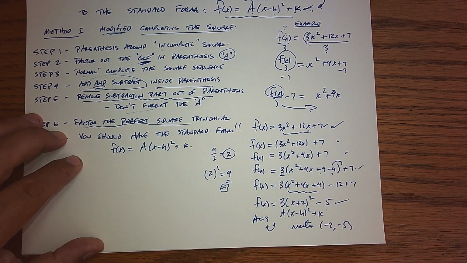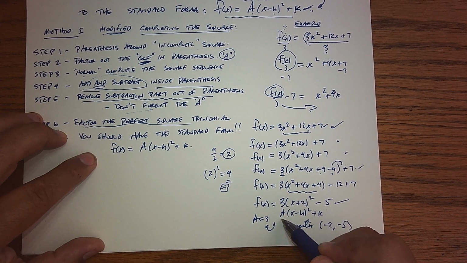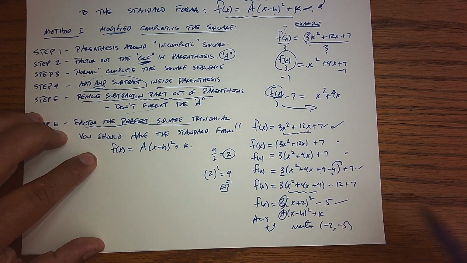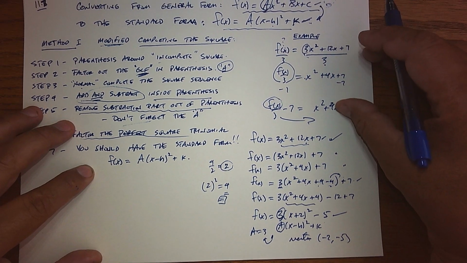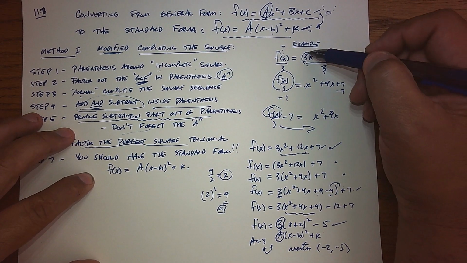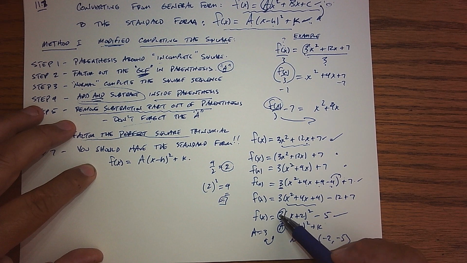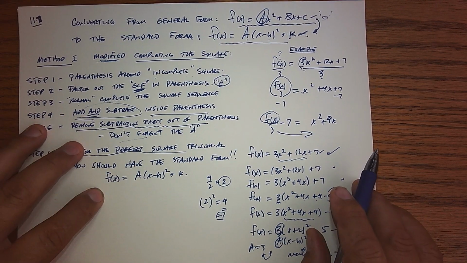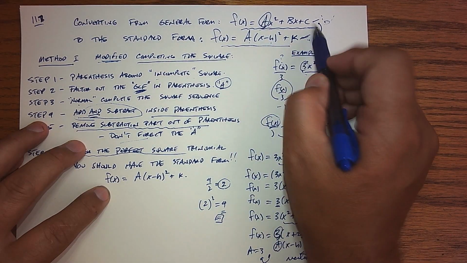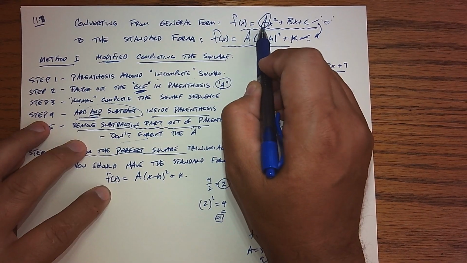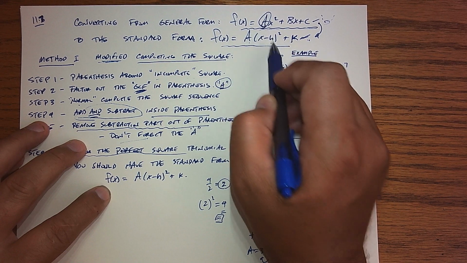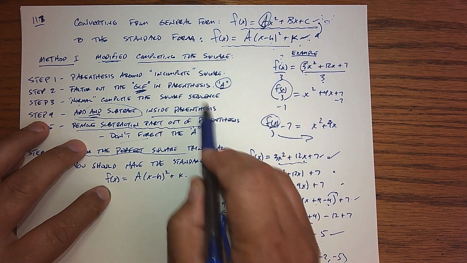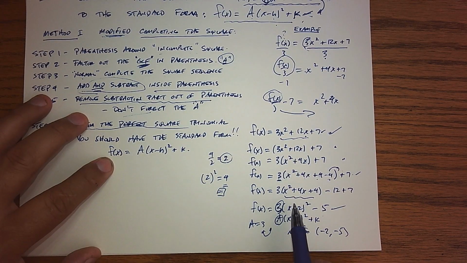One last thing that I want to mention is notice that the a that turns out to be in front of these parentheses happens to be the leading coefficient from the very beginning. The lead coefficient was 3, and that a turned into 3. So we could actually tell a lot just by looking at this general form. That a right there tells us right away whether we're opening up or whether we're opening down. Of course, how do we find the h and k? We definitely have to go through this process to find the h and k.